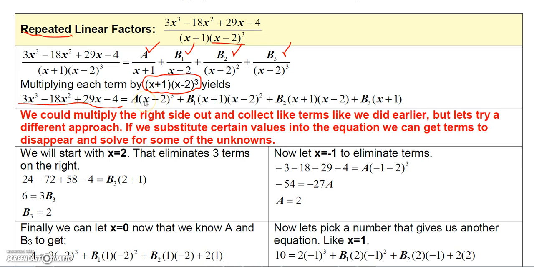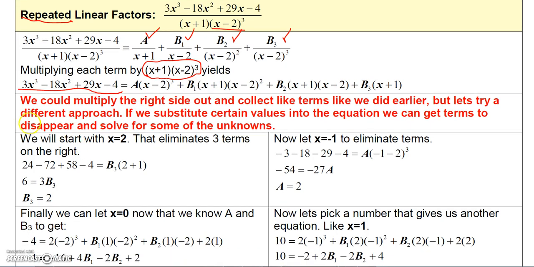If we can pick certain numbers to simplify this, let me show you what I'm talking about. Notice here that if I were to let x equal 2, this term right here would disappear because I'd have A times 0 cubed. And this term would disappear because I'd have a factor of 0 here. And this term would disappear because I'd have a factor of 0 here. Since the left-hand side equals the right-hand side, whatever the left-hand side equals when x equals 2, the right-hand side would equal the same thing.